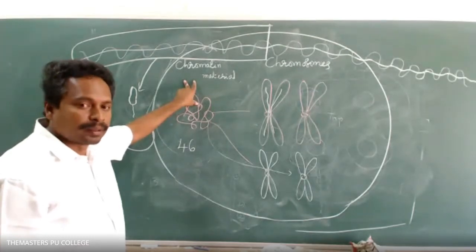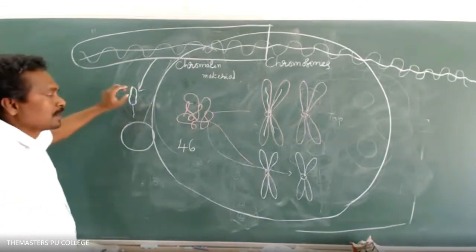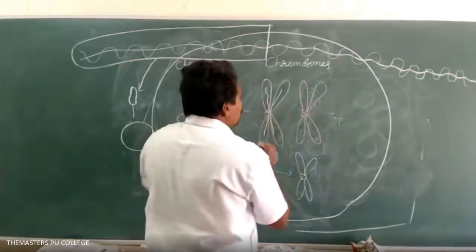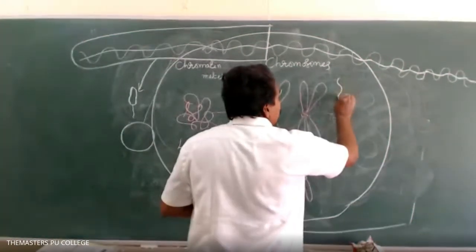Okay, sir. Yes, sir. Right. Sir, in every DNA molecule, 2 meter long DNA is present, sir. No, each chromosome is having one DNA molecule.